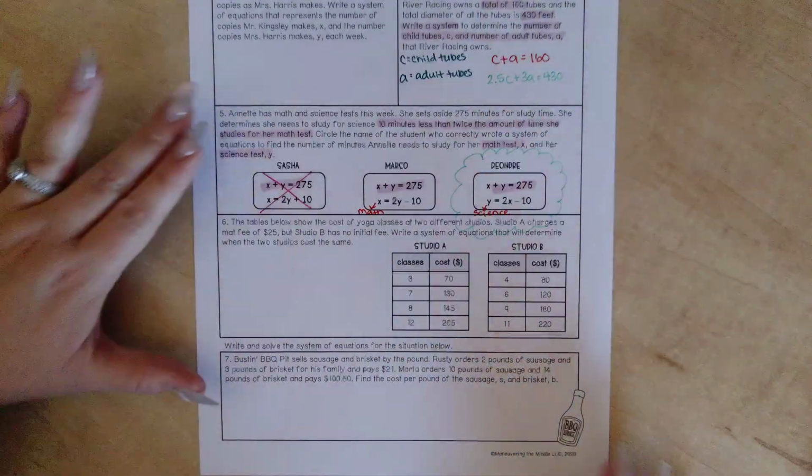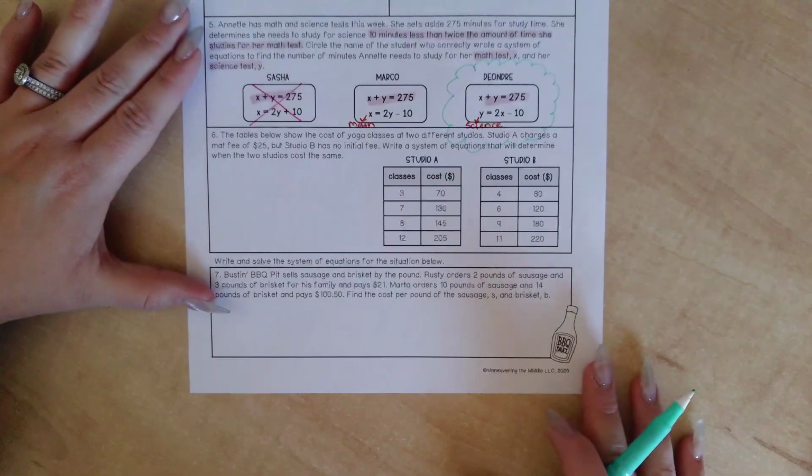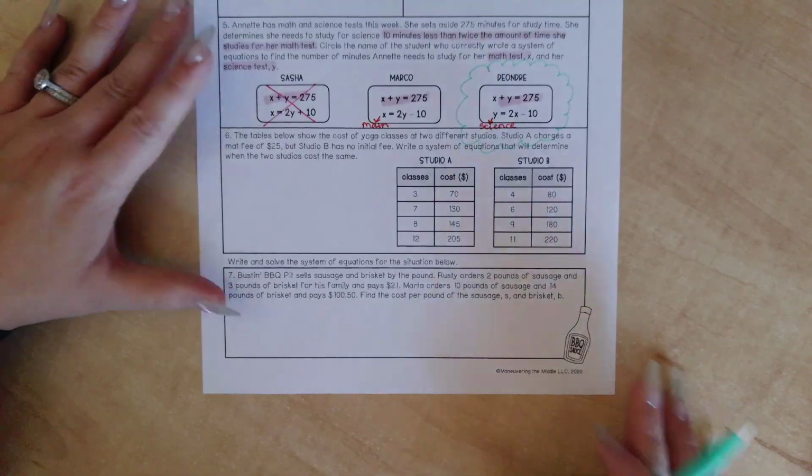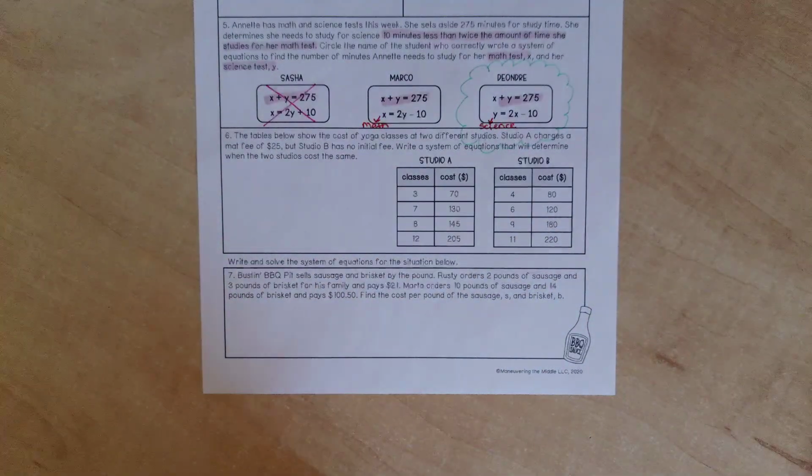So now we're going to move on to number 7. Now number 7, I'm just going to read and I want you to attempt on your own. Bustin's Barbecue Pit sells sausage and brisket by the pound. Rusty orders 2 pounds of sausage and 3 pounds of brisket for his family and pays $21. Marta orders 10 pounds of sausage and 14 pounds of brisket and pays $100.50. Find the cost per pound of sausage for S and brisket B.